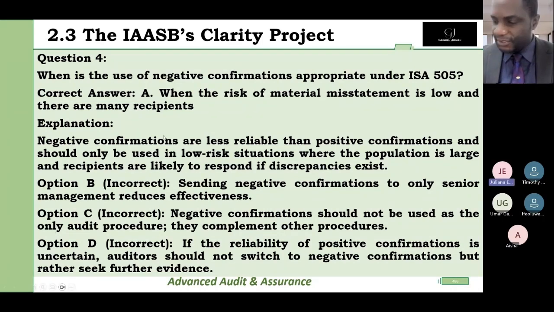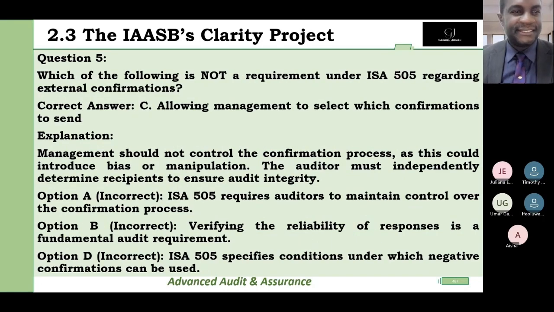So number 5, we are in number 5 for standard 505 on external confirmations. Which of the following is not a requirement under ISA 505 regarding external confirmations? C, allow management to select which confirmations to send. Exactly. Everybody got it. C. J, 80%, 4 over 5. Good. I, 80%. Good. T, 80%. Good. U, 80%. Better.